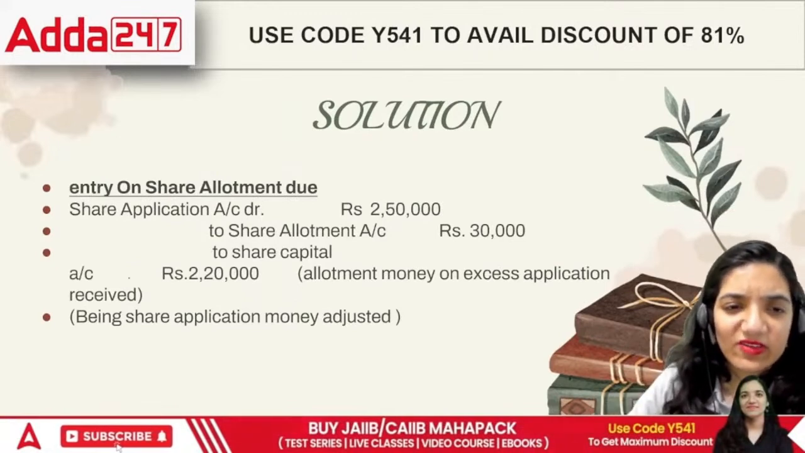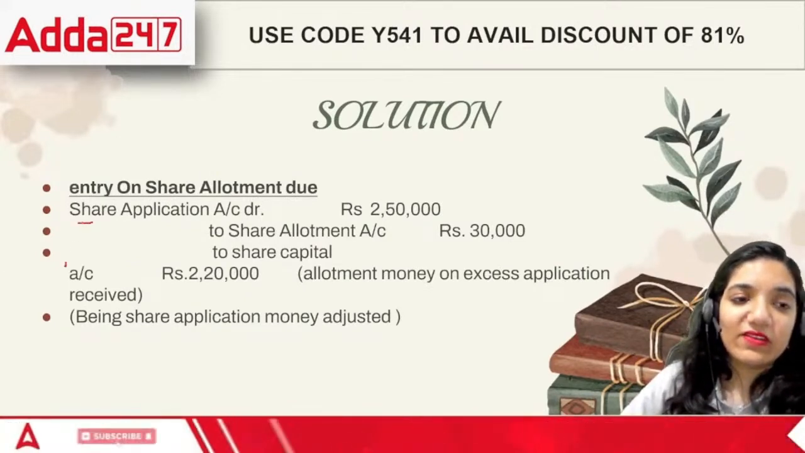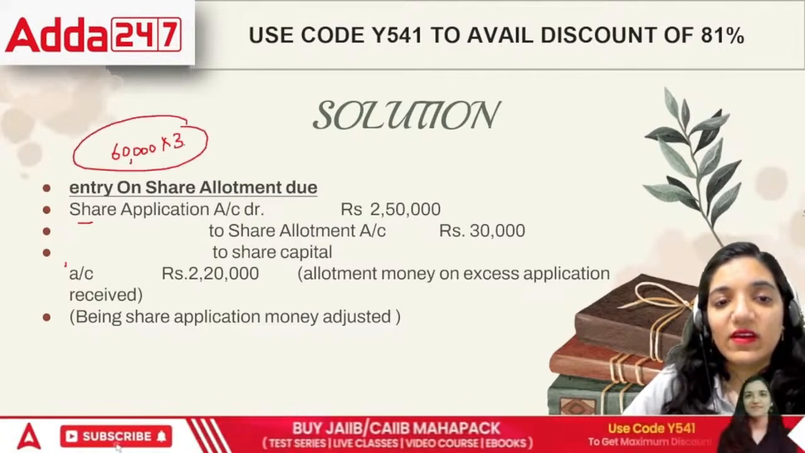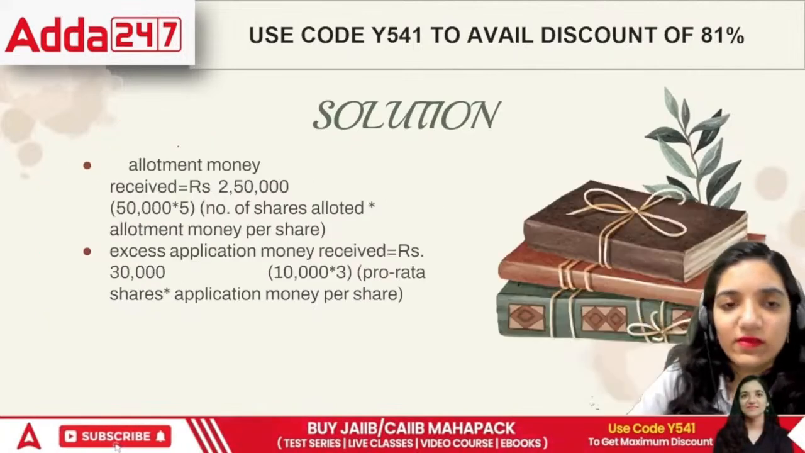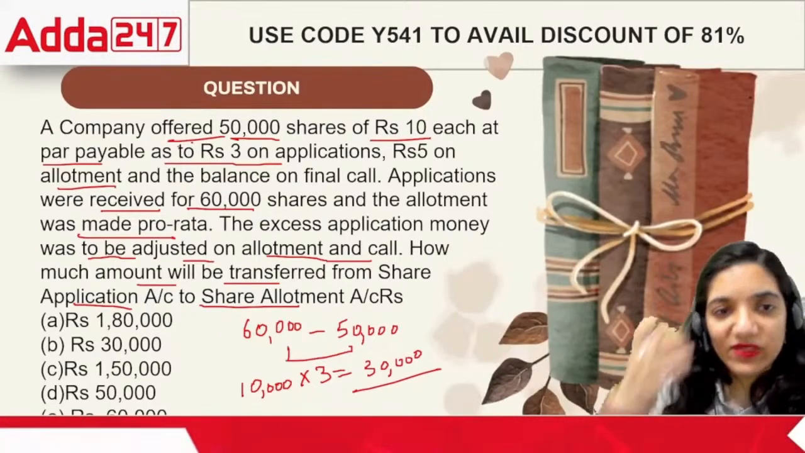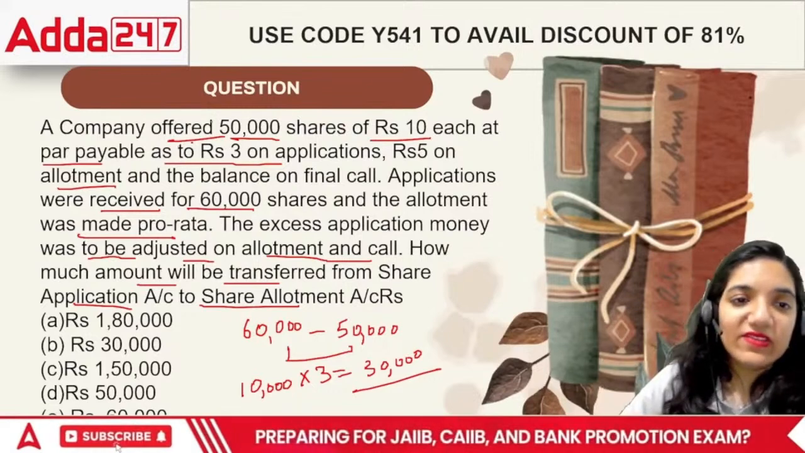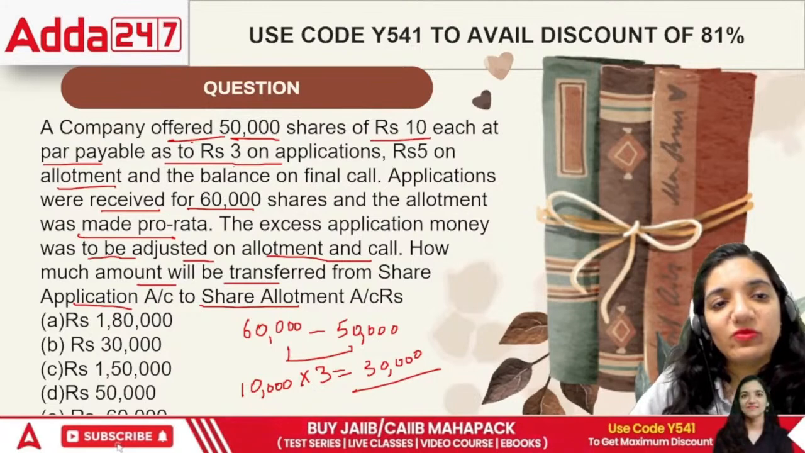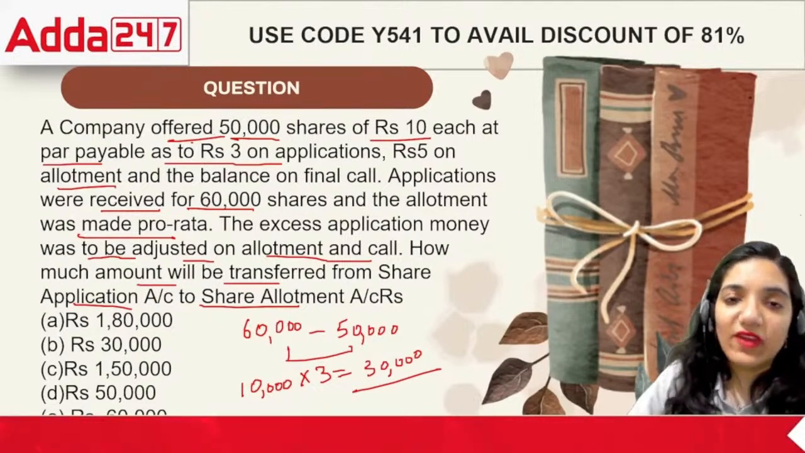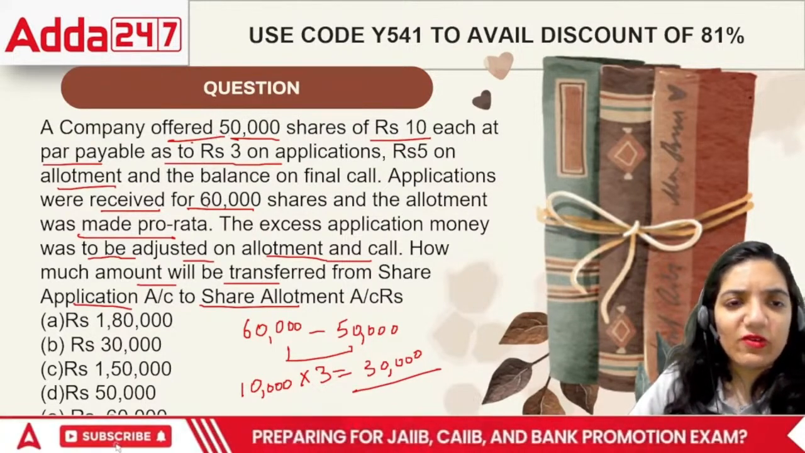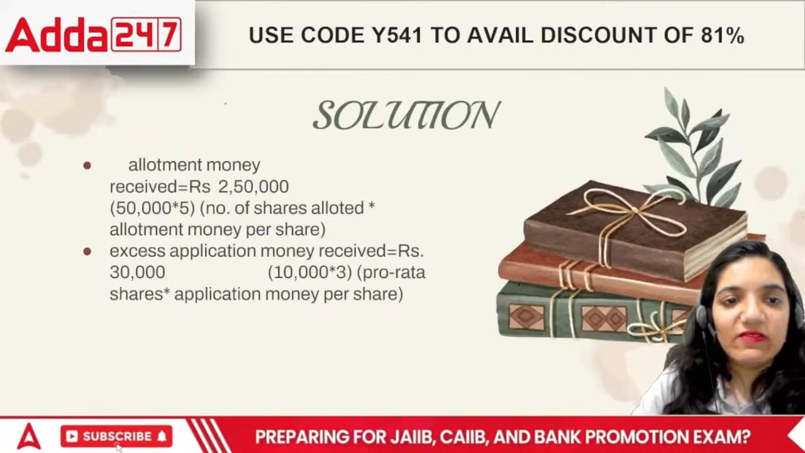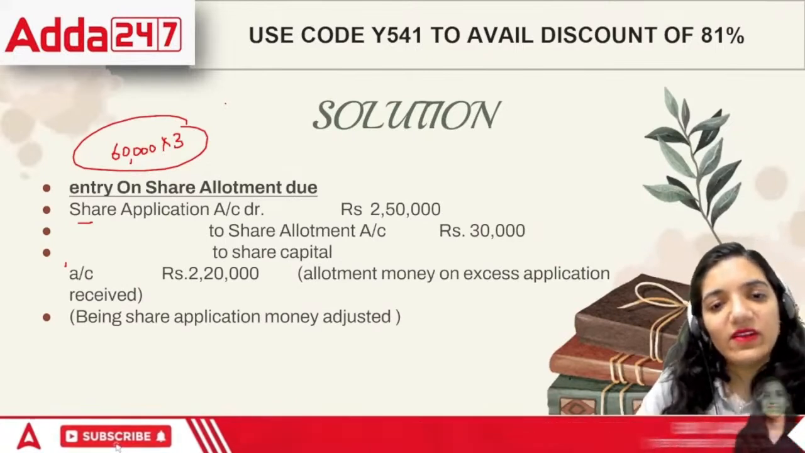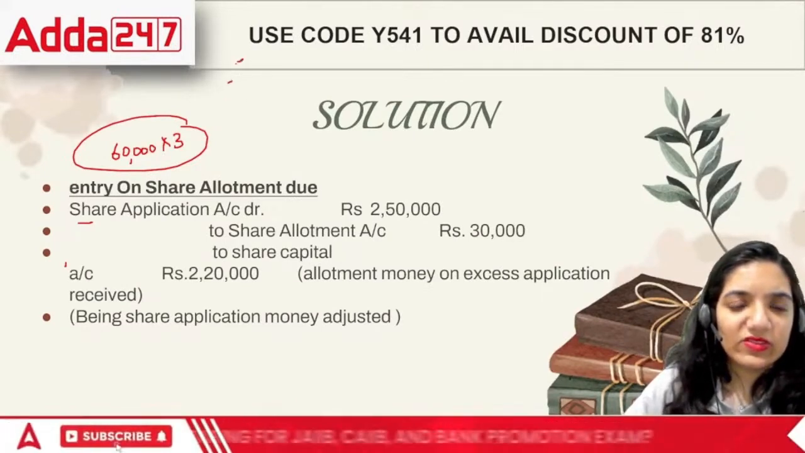These are the basic entries that you can put there. Share application money that they received was for 60,000 shares. Now, 60,000 into 3 there. We received 60,000 into 3 there, but that means we were supposed to have 60,000 into 5. That is, we were supposed to have around 3 lakh rupees now. So technically, we were supposed to receive 3 lakh rupees in the first case itself. This is a wrong entry, everyone. This is a wrong entry.